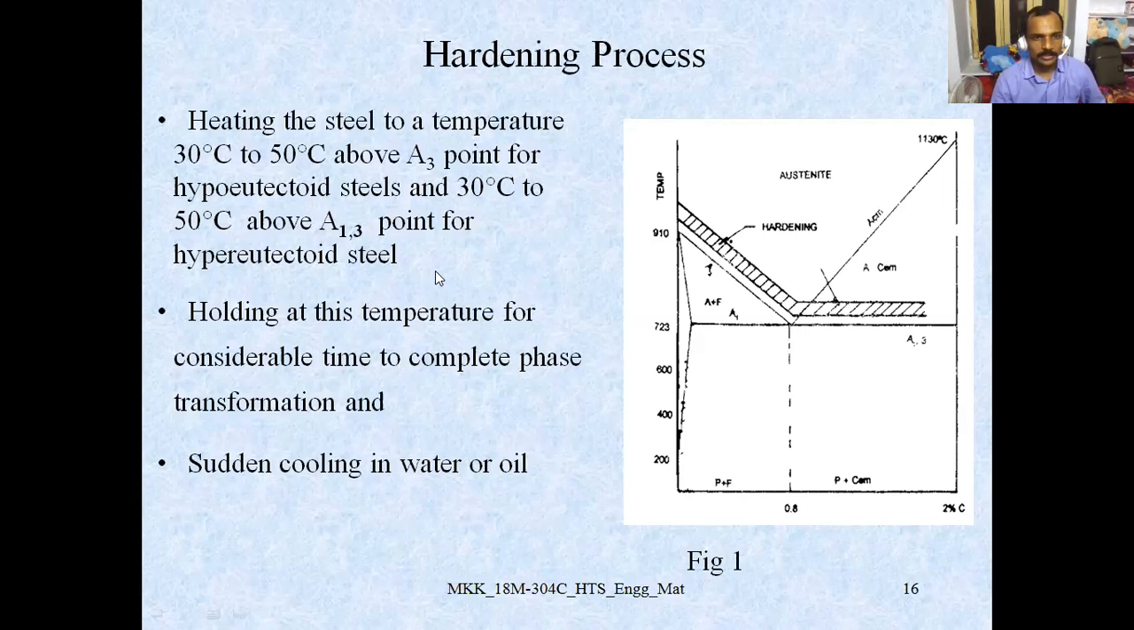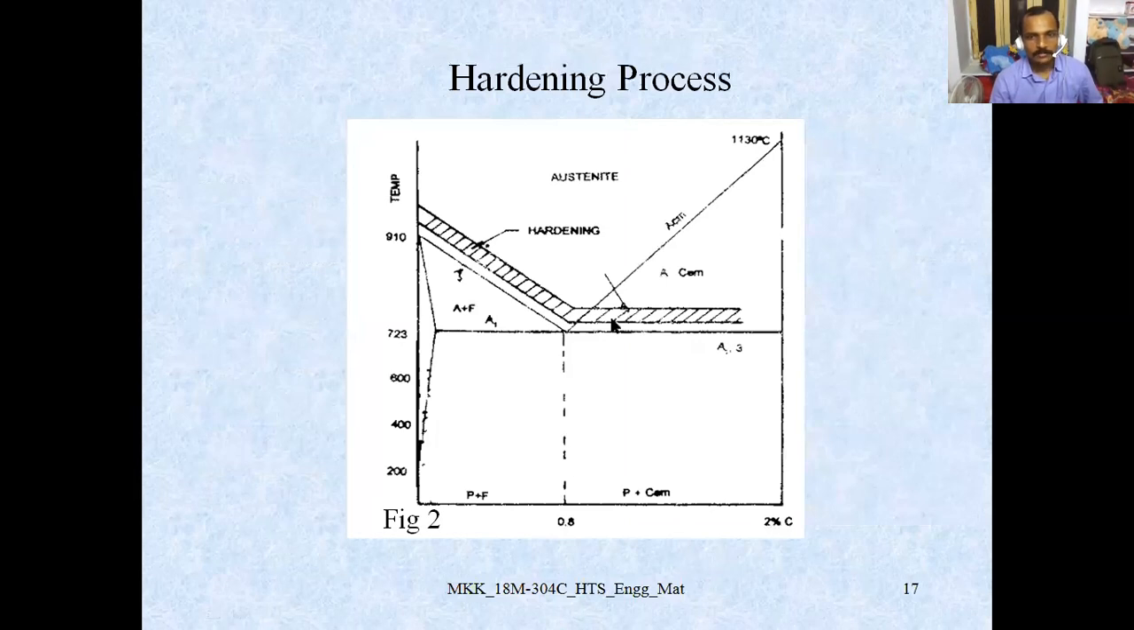Heating the steel up to those particular temperatures and holding at this temperature for a considerable time to complete phase transformation, and then sudden cooling in water or oil. So that is the difference between the normalizing and annealing and hardening process. So the sudden cooling, not slow cooling, as compared with annealing and normalizing process. So we can see the same diagram. So this is our hardening process. This is the austenite and this is ACM. So these are the carbon contents and this is the temperature.